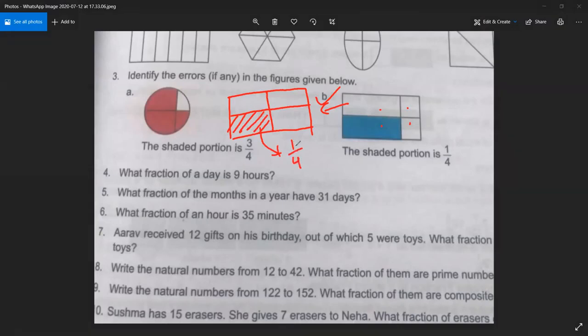Mr. Sarthak, have you understood? Yes, sir. Okay. Can you do question number 4?